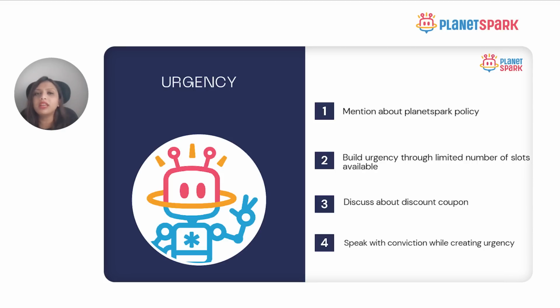Okay, teachers, now we get to the urgency, which is the last part of your demo and the most important part, really, because this is where you tell the parent why you are important as a teacher, why the parent should choose you. And this will only happen, teachers, if I build urgency well. So you need to mention the Planet Spark policy. You need to mention the number of seats that you have. You need to discuss the discounts that we offer, the discount coupon, as well as you need to speak with conviction. The parent needs to believe what you're saying.